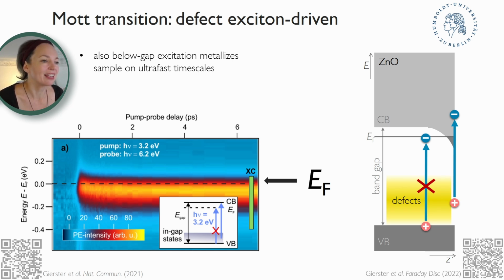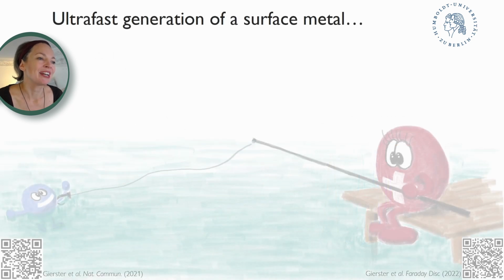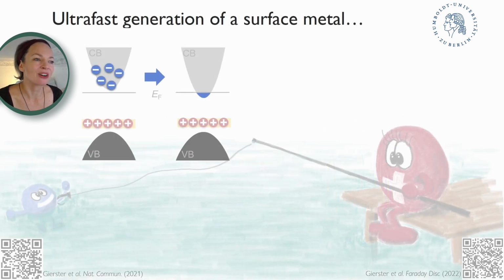And you can see that the same dynamics are being observed, and when we do this for different photon energies, we find that we can create a surface metal with below bandgap photoexcitation, but we need a substantial photon energy. So this means that the deep-lying defects are really sitting at the top of the valence band in the material.